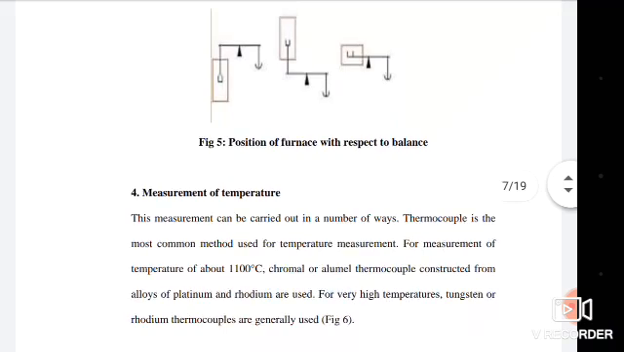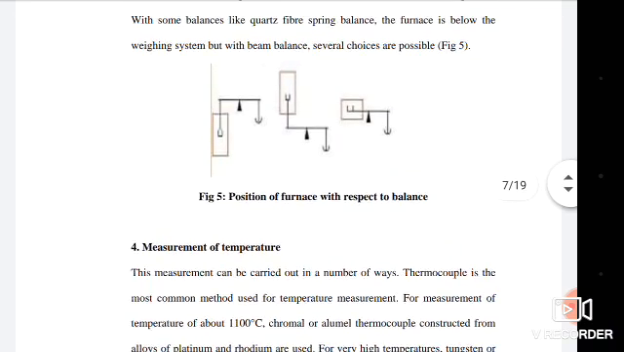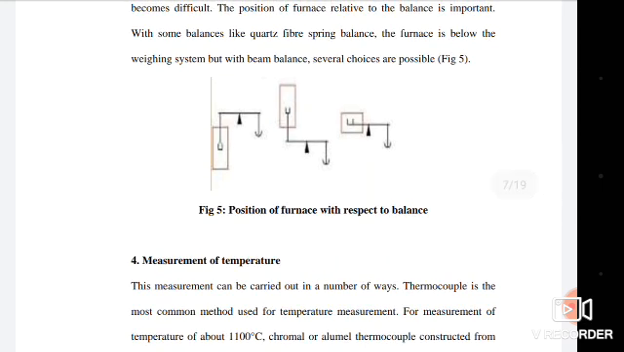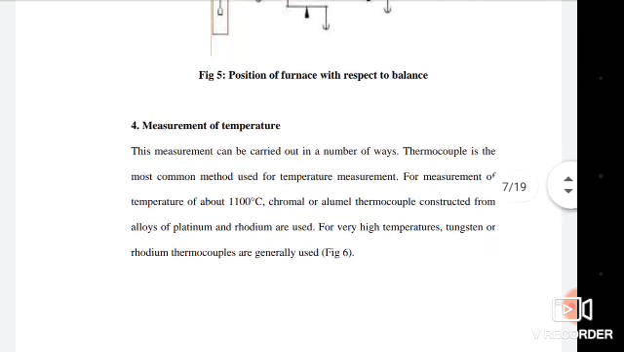So this is the position of the furnace with respect to the balance. If we use the beam type of balances, then we get different choices for keeping the furnace or changing the position of the furnace.